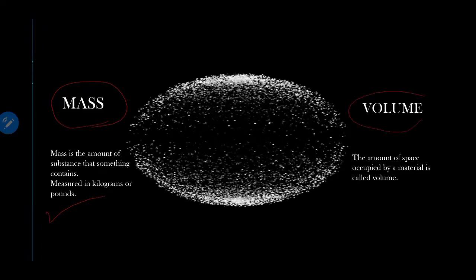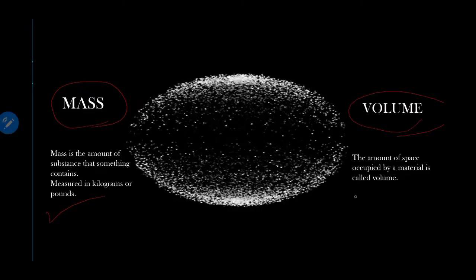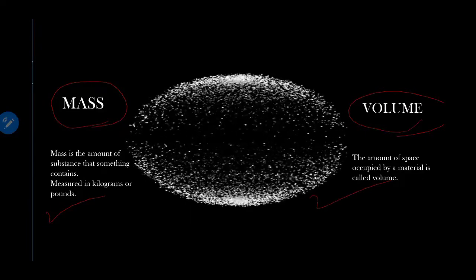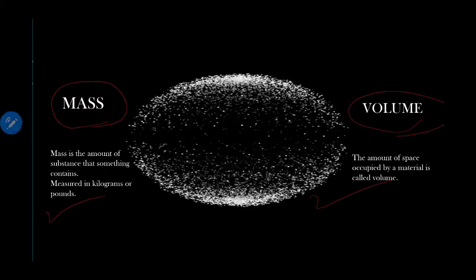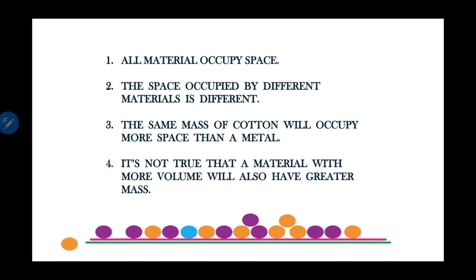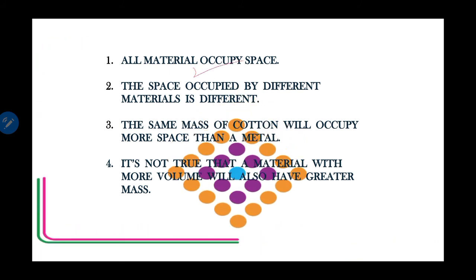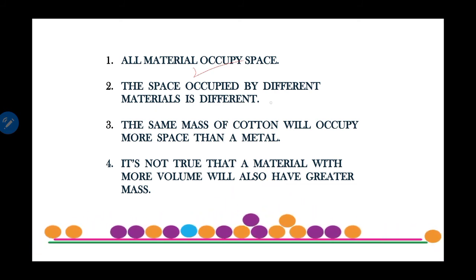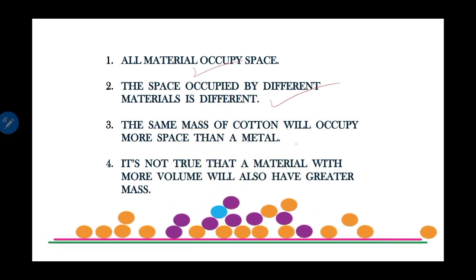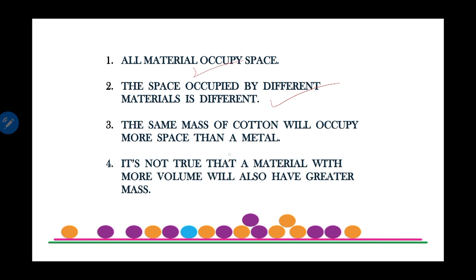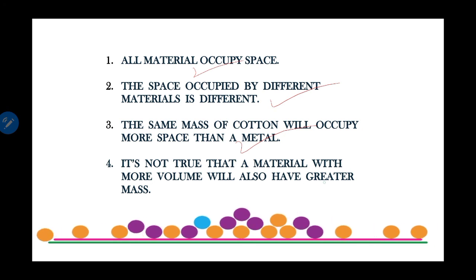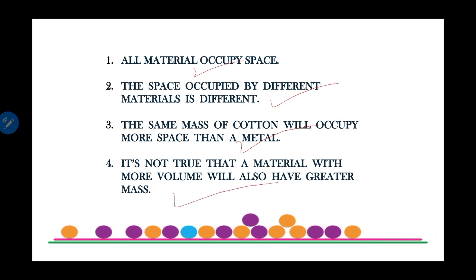And what is the meaning of volume? The amount of space occupied by a material is called volume. So, this is the difference between mass and volume. Finally, we can consider all these points: all materials occupy space. The space occupied by different materials is different. The same mass of cotton will occupy more space than a metal. It's not true that a material with more volume will also have greater mass.